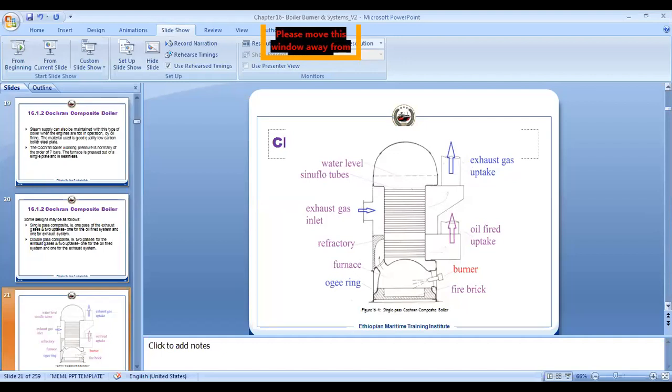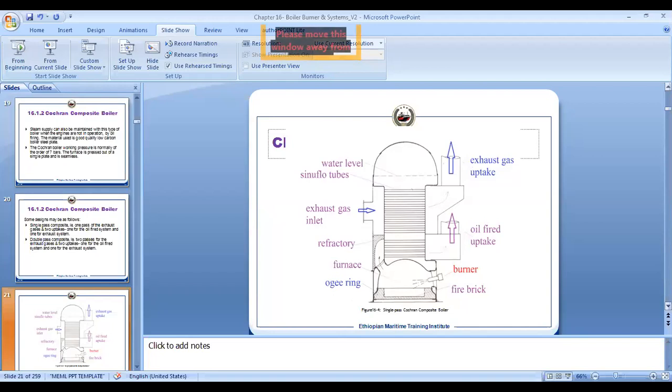On board the ship, you're working on smoke tube boilers? Smoke tube boilers, but the arrangements of the tubes are vertical. Vertical. So the smoke from the main engine will come from down parts and it will pass through and escape from the top parts.